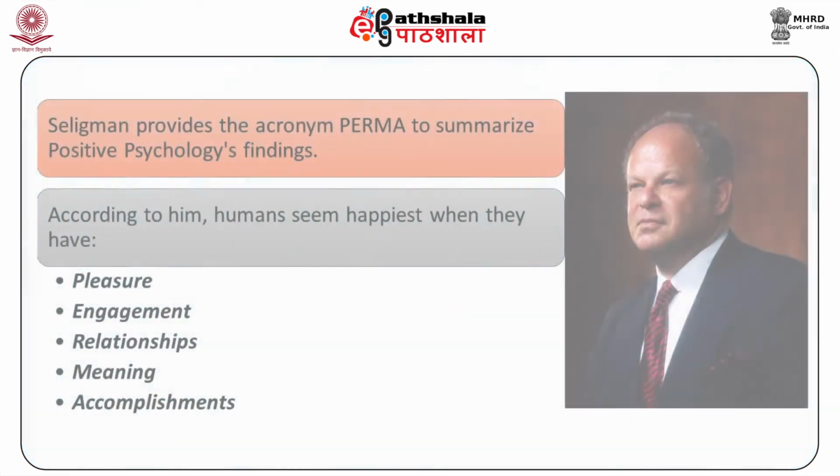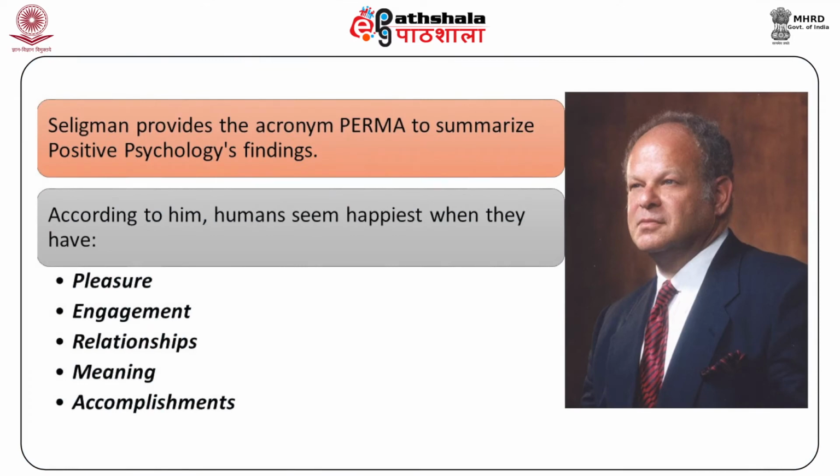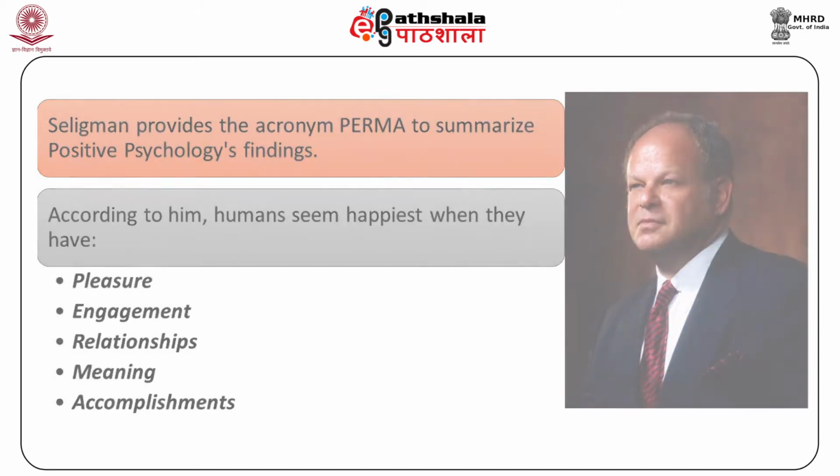The program, known as the Penn Resilience Program or the PRP, works on the idea that inculcating optimism in young people might serve to protect them from developing depression. Seligman provides the acronym PERMA to summarize positive psychology's findings. According to him, humans seem happiest when they have pleasure, engagement, relationships, meaning, and accomplishments.